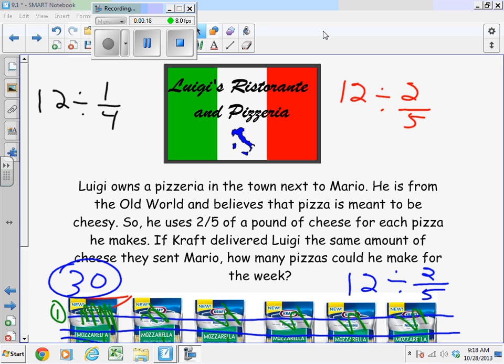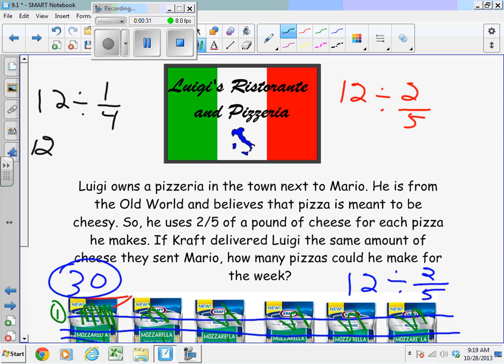Dominic, what did you guys come up with for 12 divided by 1/4? Well, we came up with, if you multiply 12 times 4, you get 48. You have to divide 48 by 1, okay? So you came up with 12 times 4 equals 48. So you got the same answer by multiplying 12 times 4, okay?